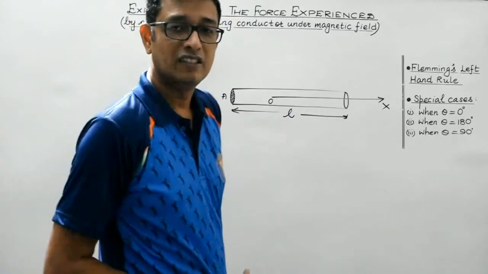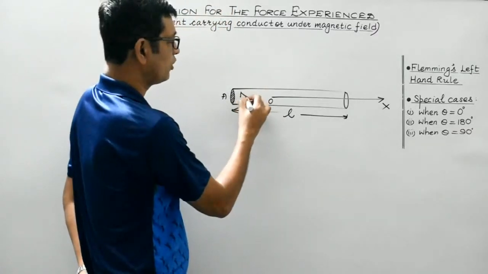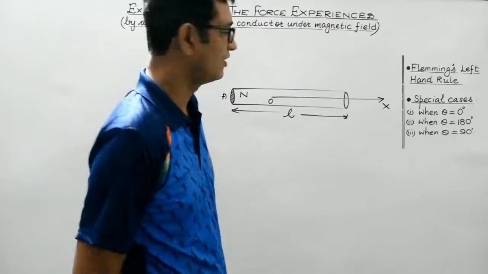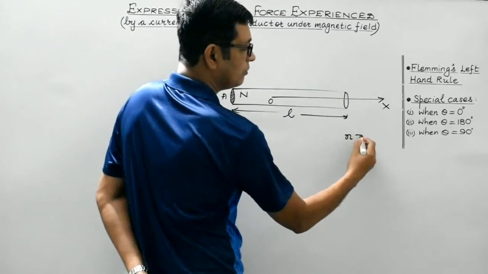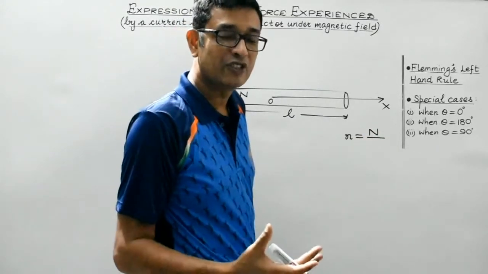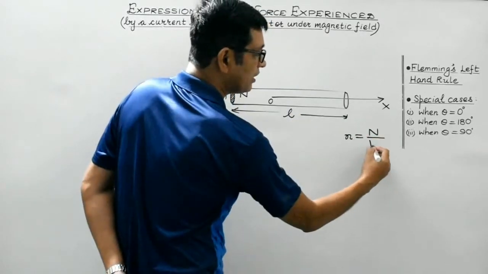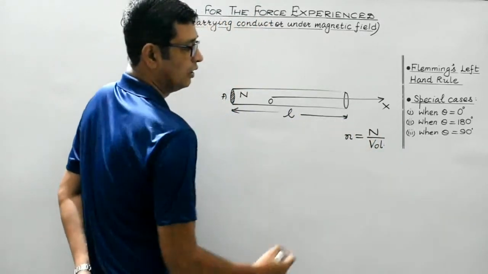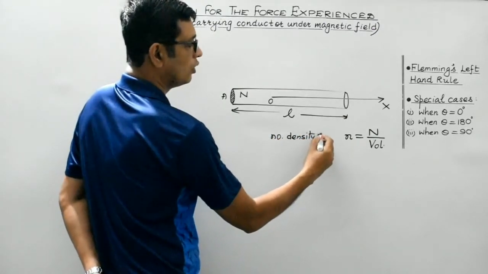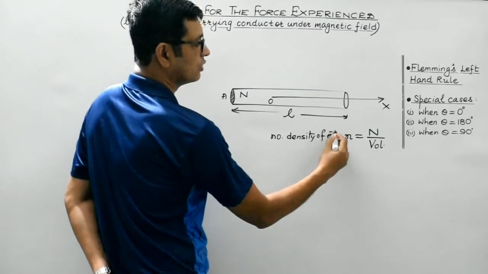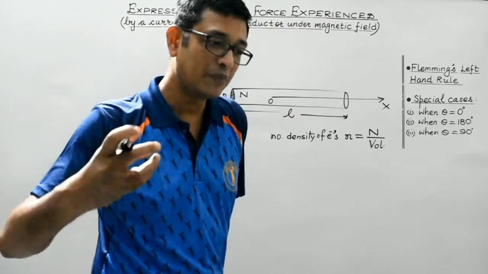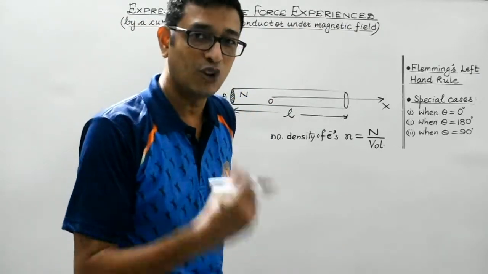And let's also consider N be the total number of electrons inside the conductor. Electrons are the charge carriers, right? And small n be the number density of the electrons. Number density of electrons means total number of electrons present in the conductor per unit its volume. Right? So, this is the number density of electrons. That is the number of electrons which are present inside the conductor per unit its volume.